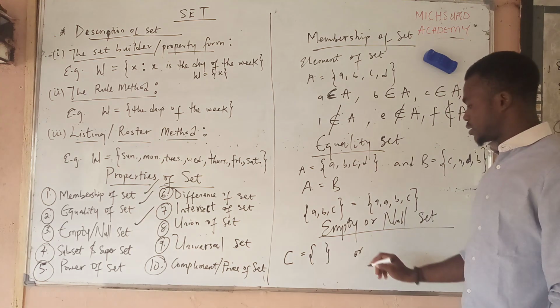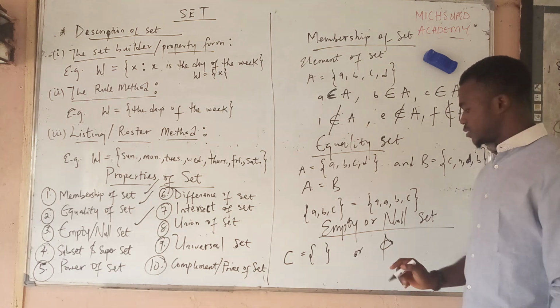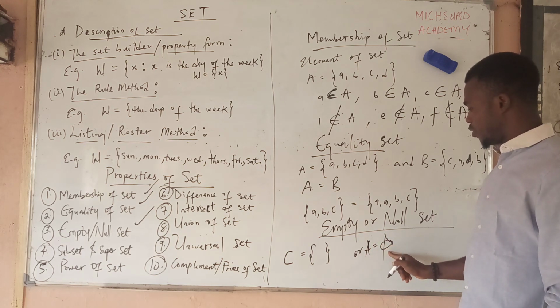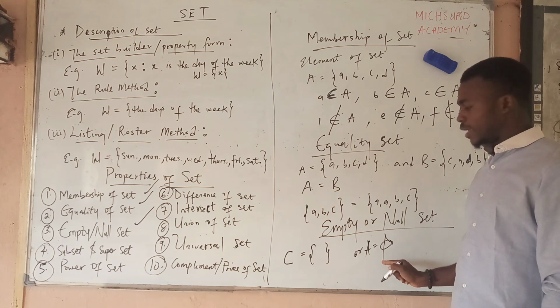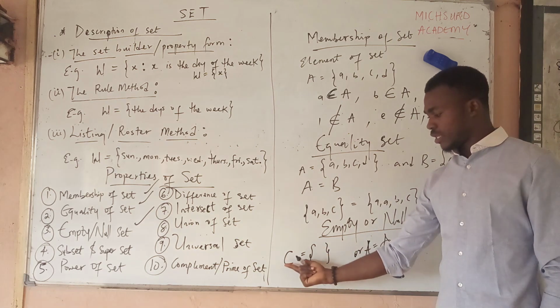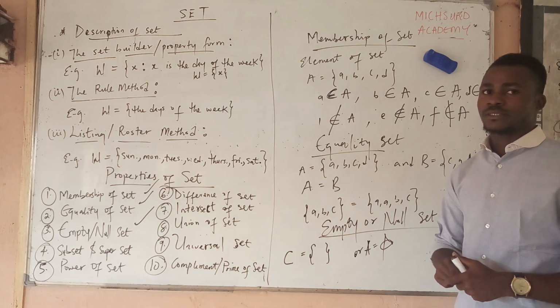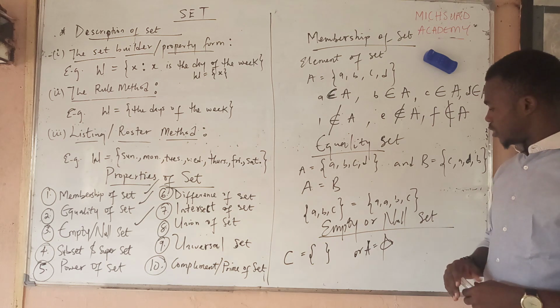Sometimes we use this symbol here to denote an empty set. So you can see that A is equal to this. This means that A is an empty set. Or you can still say it this way, like C is equal to this. C is an empty set. Okay, so this is all about the null or the empty set.